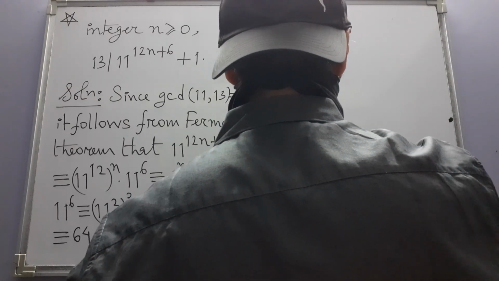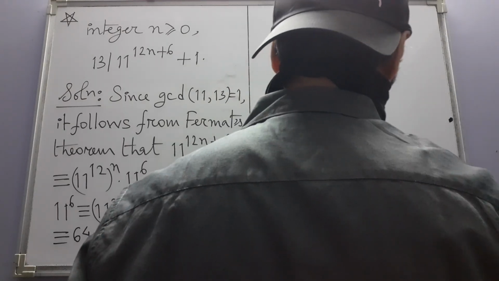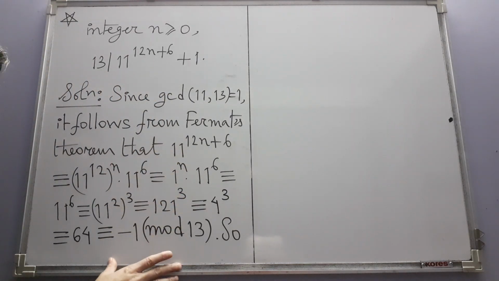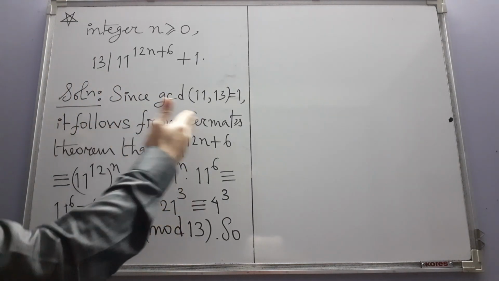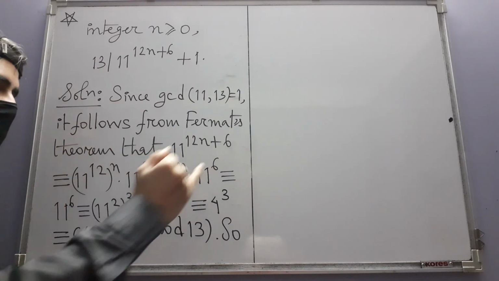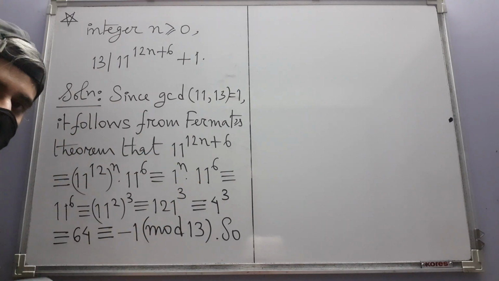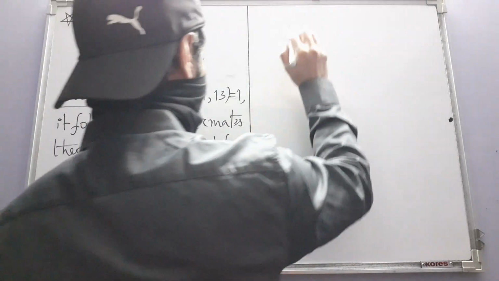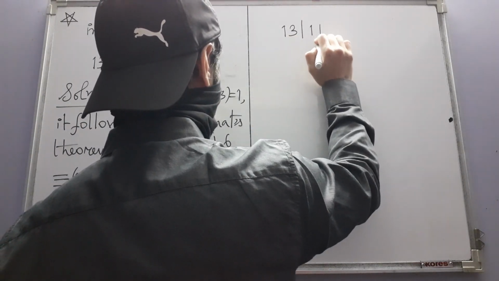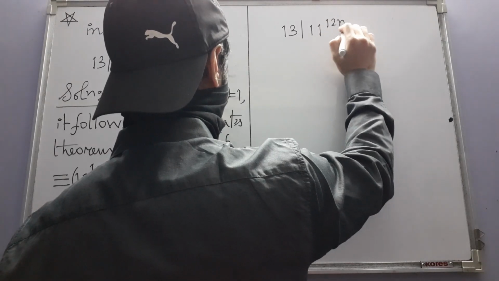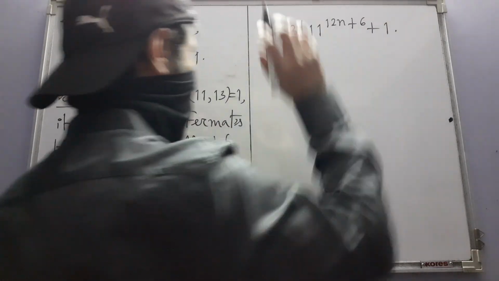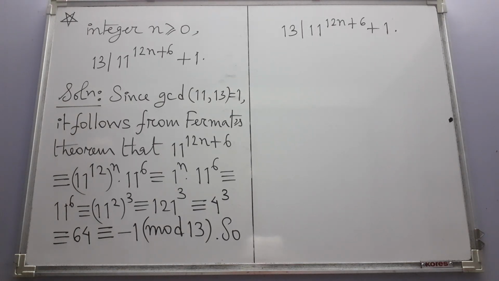If you are writing this on an exam paper, however, you should not hurriedly do it like this. You should at least write that it follows from Fermat's theorem that 11 to the power 12 is congruent to 1 modulo 13. Hence we have this. Okay, so that's just it.